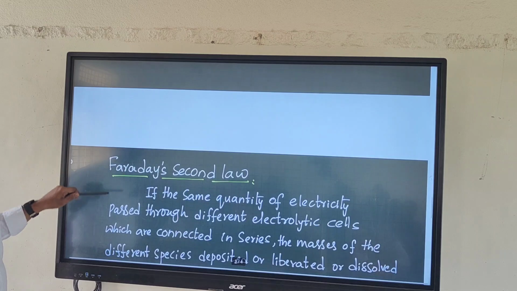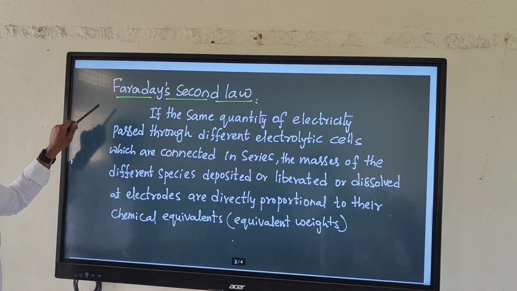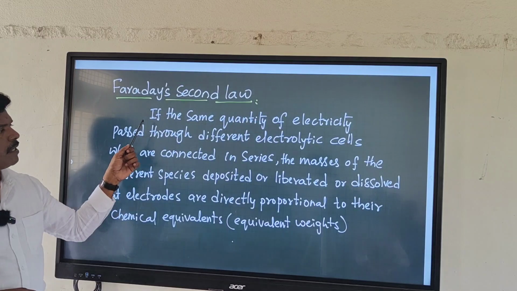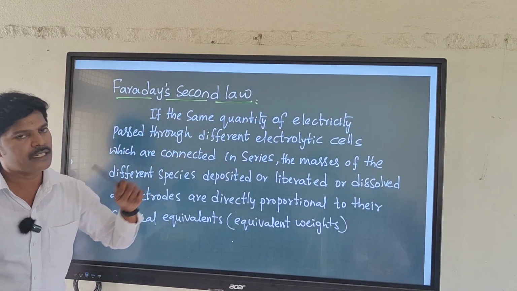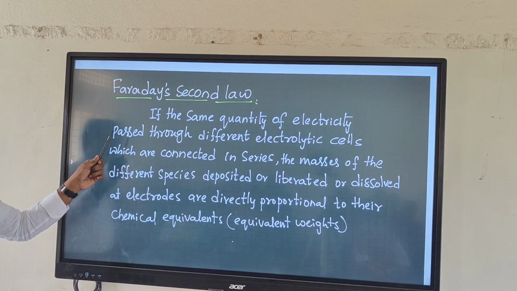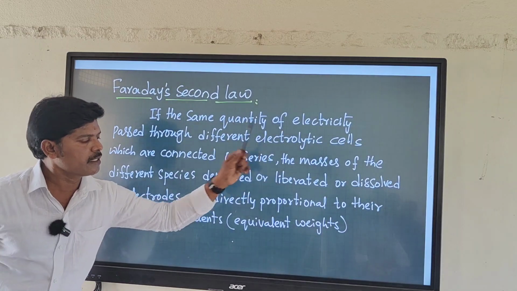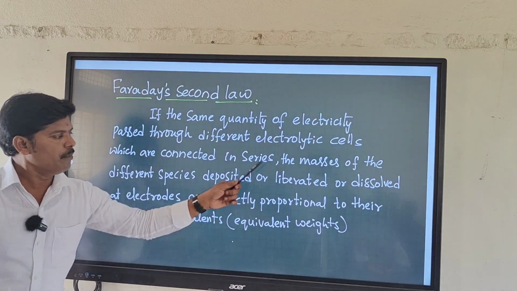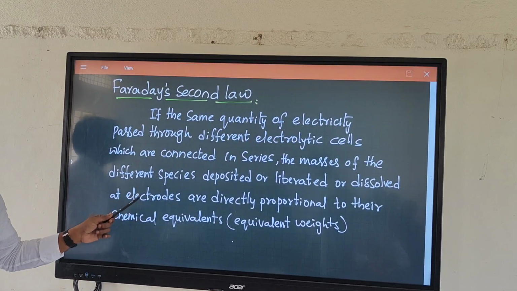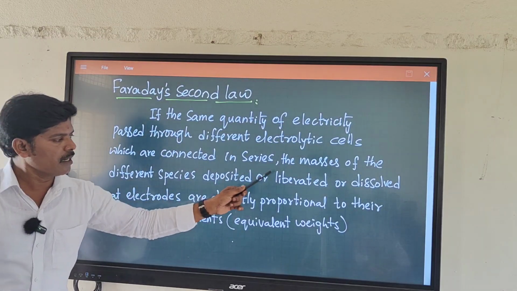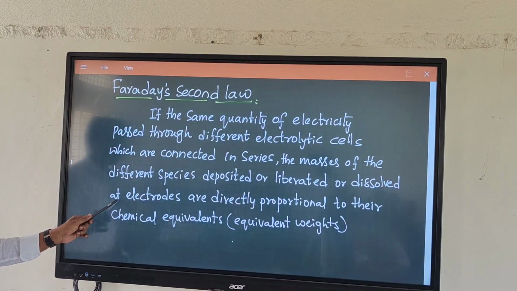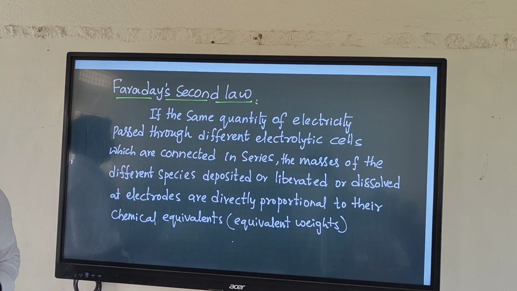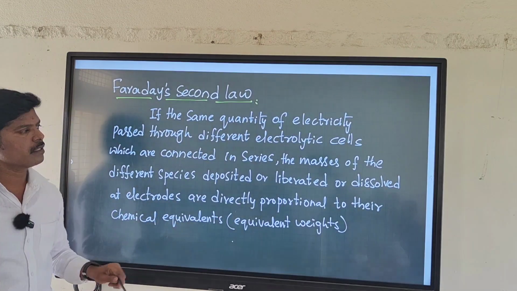Next, Faraday's second law. It is very similar to the first law. Here, if the same quantity of electricity is passed through different electrolytic cells which are connected in series, the masses of the different species deposited or liberated or dissolved at the electrodes are directly proportional to their chemical equivalents or equivalent weights.